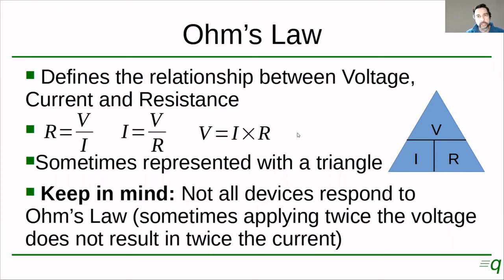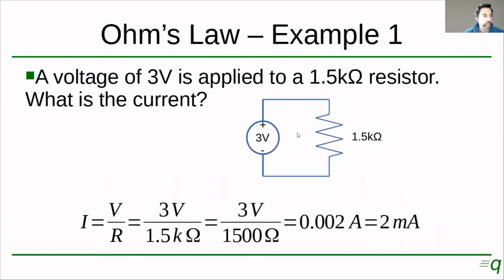Now, something else to keep in mind is that not all devices respond to Ohm's law. So according to Ohm's law, if you put twice the voltage, you will get twice the current. Not every device responds to that. There are many that do, there are many that do that within some range, to some extent, and there are some that don't. Just keep that in mind. This is not a universal rule, but it's very important.